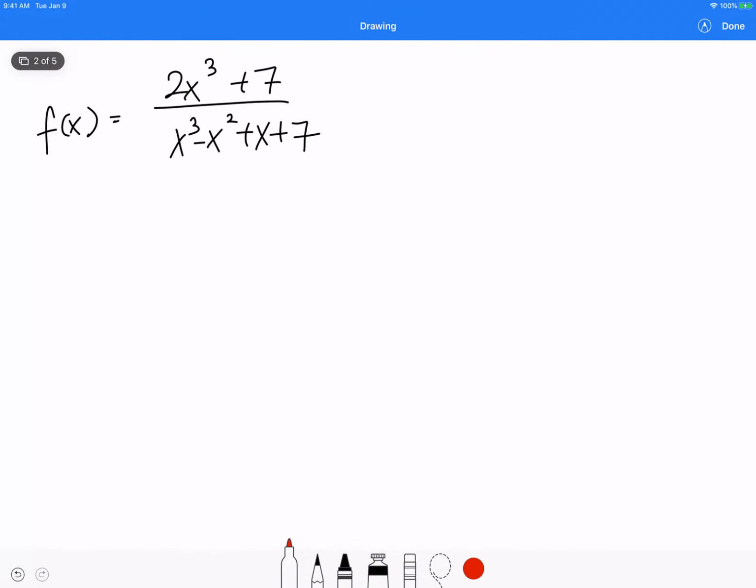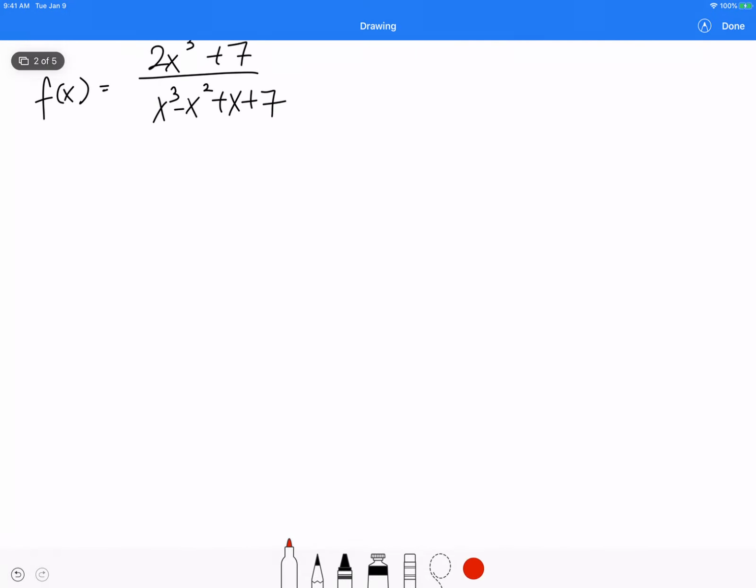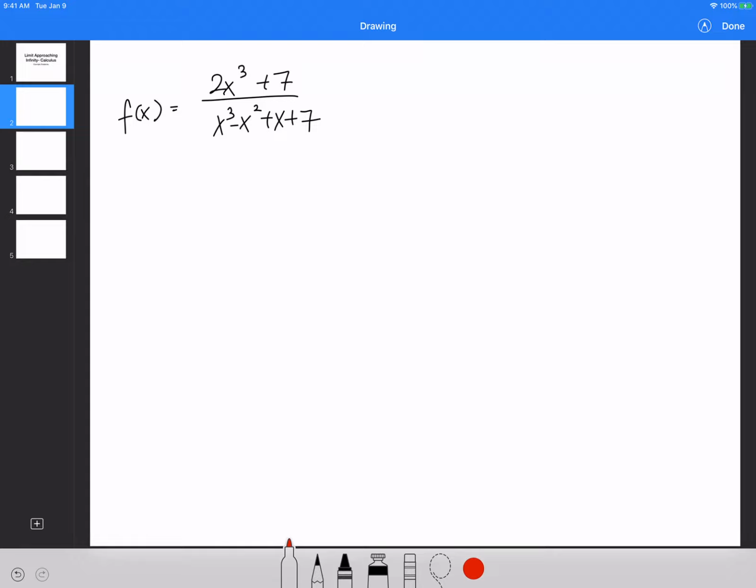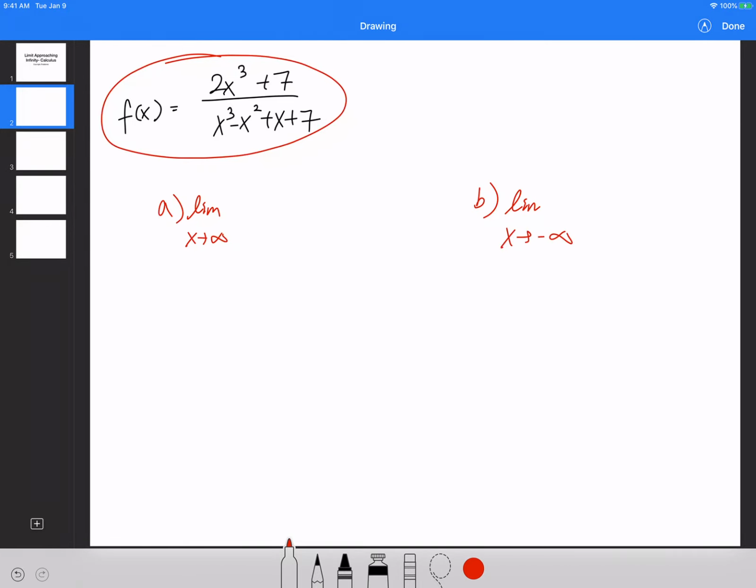Unfortunately, the questions I received were small in terms of the file size or the font size. That's why I had to rewrite it handwritten like this, but it's still not going to make that much of a difference. So for example, this question says that I need to do two parts: the limit as x approaches infinity for the first one, and the limit as x approaches negative infinity for the second one.